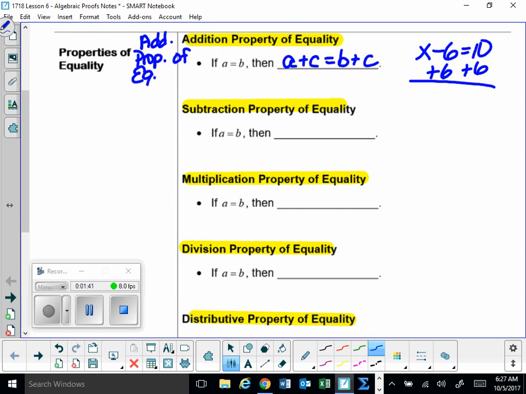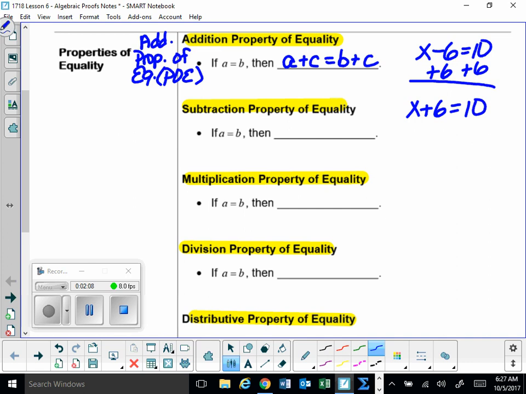Now I know some of your teachers in Algebra 1 may have taught you to say POE for property of equality. My only concern with that is a lot of times students don't remember what POE stands for. If you actually write out prop of EQ, property of equality, you're more likely to remember what it is you're talking about. The subtraction property of equality allows you to solve this equation.